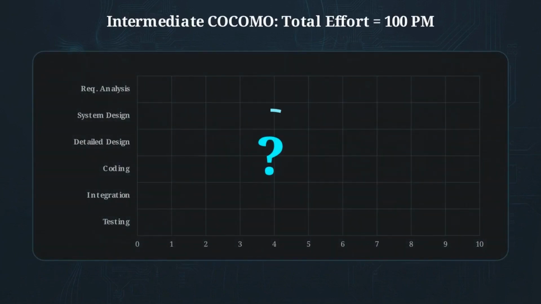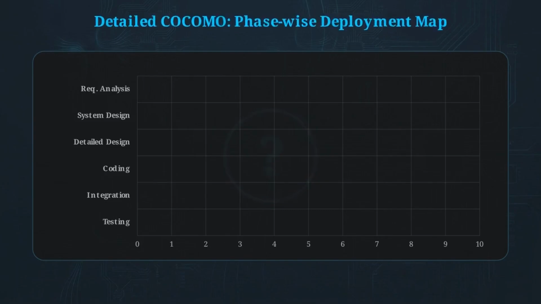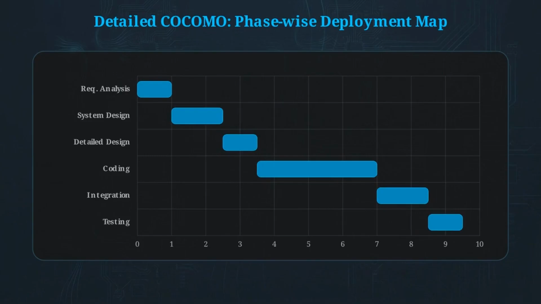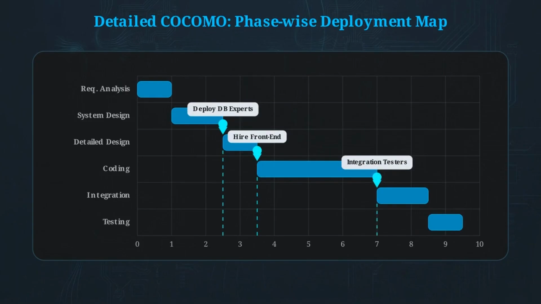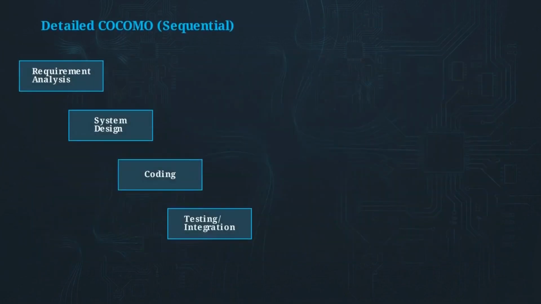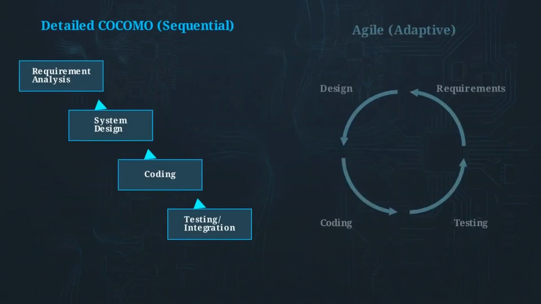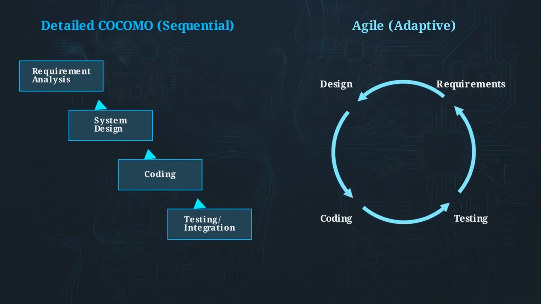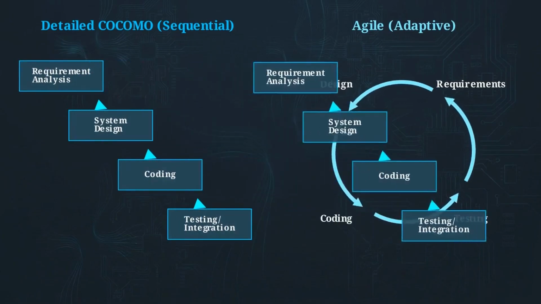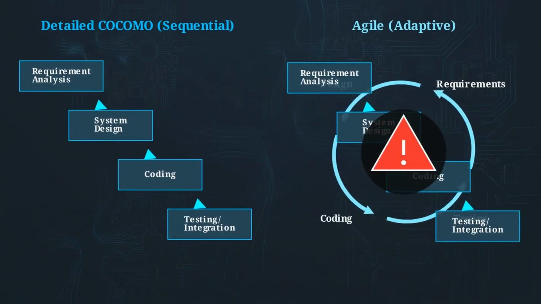Let's test our understanding. If intermediate COCOMO already adjusts for cost drivers, what management problem does detailed COCOMO solve? It dictates precise hiring timelines. It provides hard start dates for deploying specialized teams, like integration testers, telling a manager exactly when to bring on specific developers. This precision does come with limitations. The detailed model requires sequential phases to work properly, making it less suitable for highly adaptive modern agile environments.